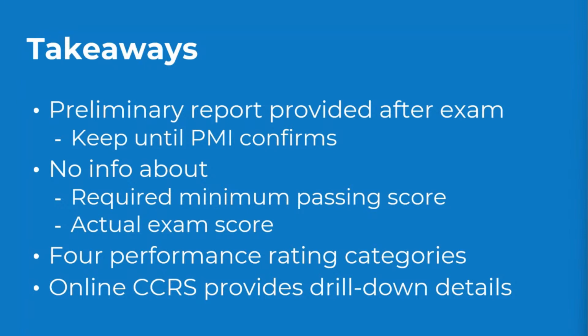We have these 4 performance rating categories for each of the 4 domains: needs improvement, below target, target, and above target. And the online CCRS, the Continuing Certification Requirement System, is just what PMI calls it. That's their online system where you can see your report. That will give you drilled down details. These are interesting to look at, whether you pass or if you need to retake your exam.